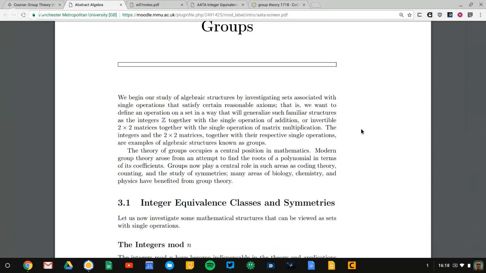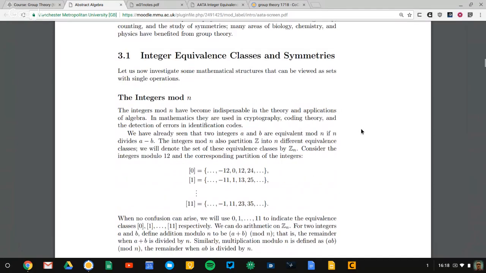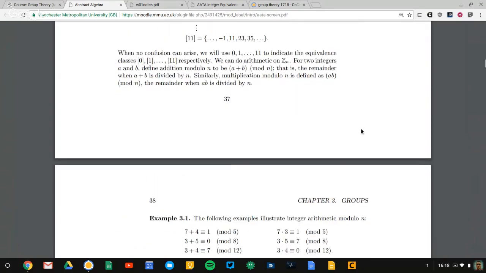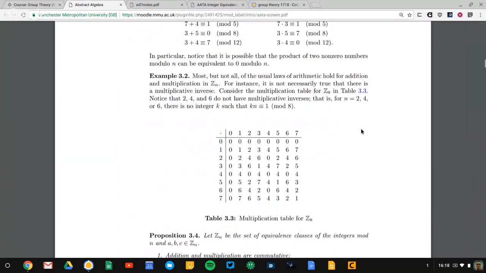Okay, he starts his chapter 3 with a couple of motivating examples. Now the first one is the system of integers modulo n. This is what was our bread and butter last year in the number theory and cryptography course. When we take the integers modulo something, we've got two operations, addition and multiplication. We can find groups with both of these.